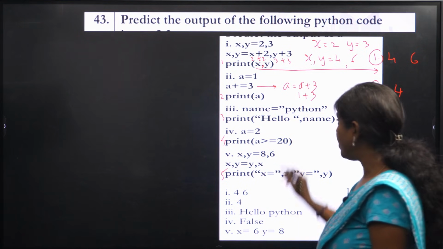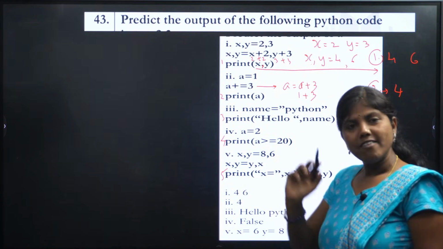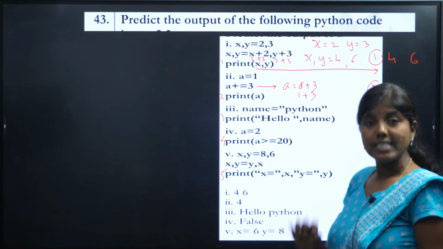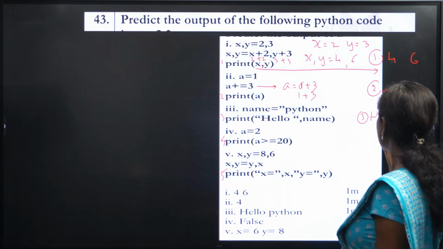name equals Python. print hello comma Python. Now comma is there. Whenever comma is there, give a space. That means what you should print? Hello will come as it is.